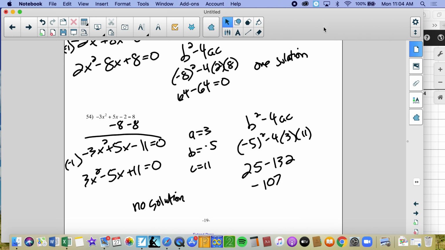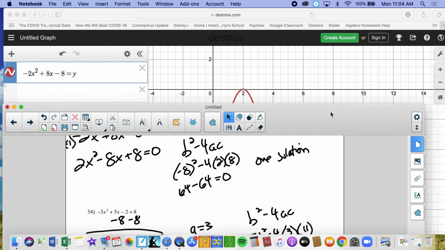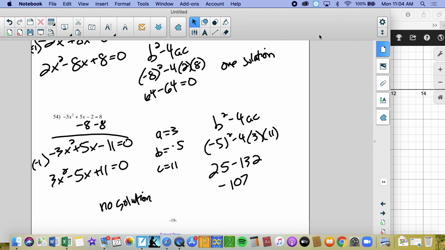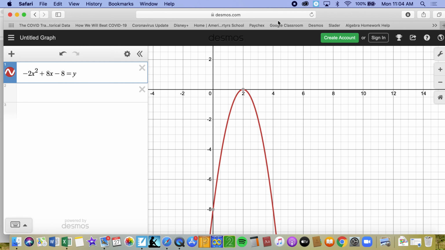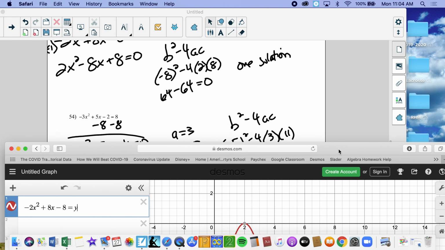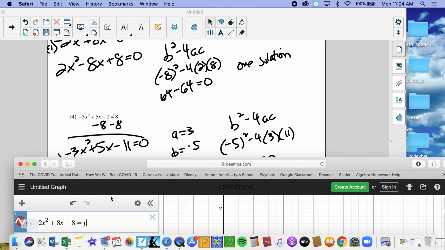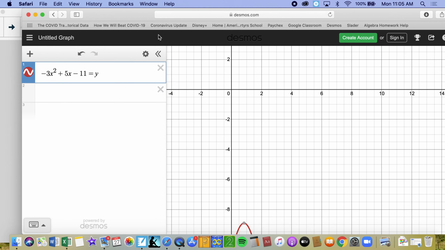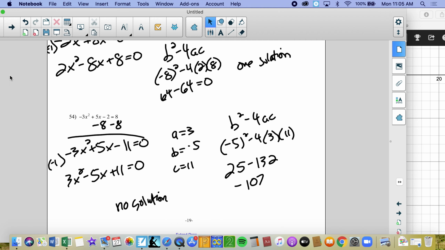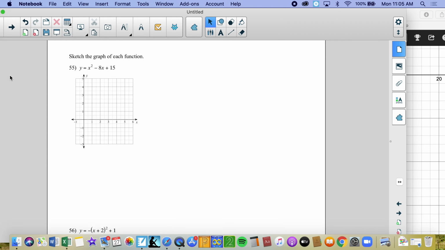And just to be consistent, we know that it's going to be upside down. Oh, that was weird. Oh, sorry. That had to move. So the equation -3x² plus 5x minus 11 should have no intercepts. Yes, it does not cross the x-axis. Good.